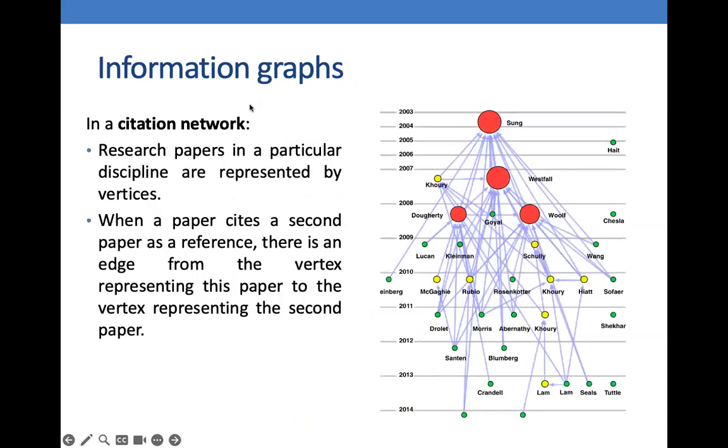Okay, and we can also model the citation network. So the research papers in particular are represented by the vertices. So this paper is written by Song, this paper is written by Westphal, this one by Kauri, and so on and so forth. So they are also sorted by chronological order from the least recent to the most recent. So when a paper cites a second paper as a reference, there is an edge from the vertex representing this paper to the vertex representing the second paper.